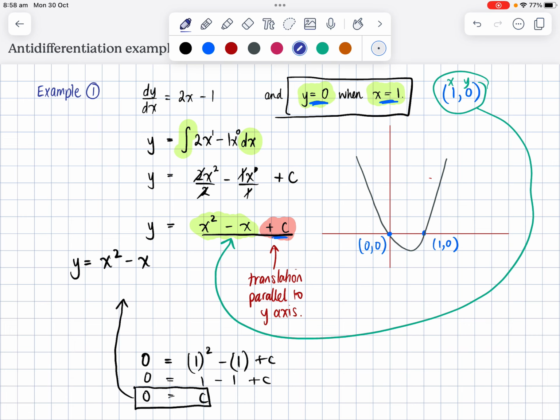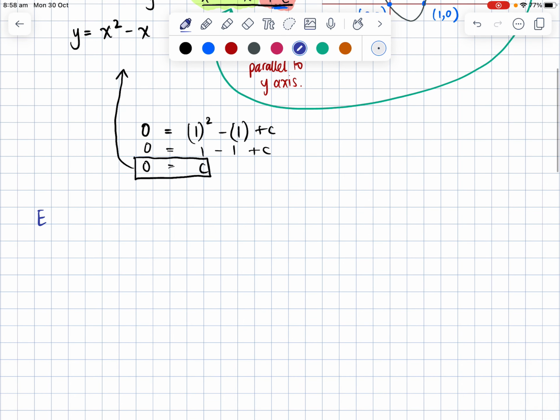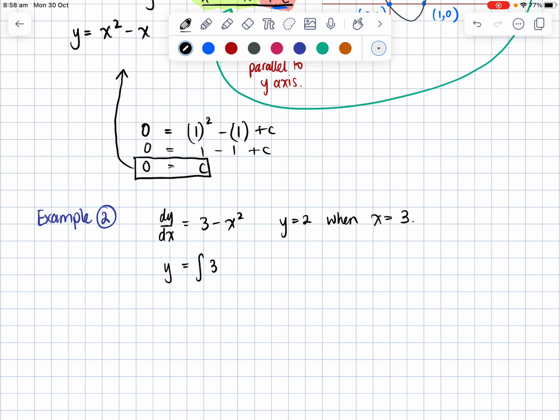Okay, let's have a look at a second example. All right, from the notes, our second example is dy dx equals 3 minus x squared, and we know y equals 2 when x equals 3. So we're going to start by finding out what y is, and y will be the antiderivative of 3 minus x squared dx.